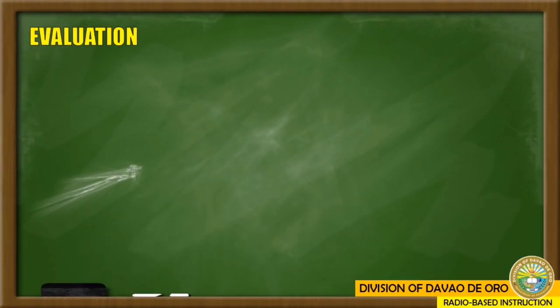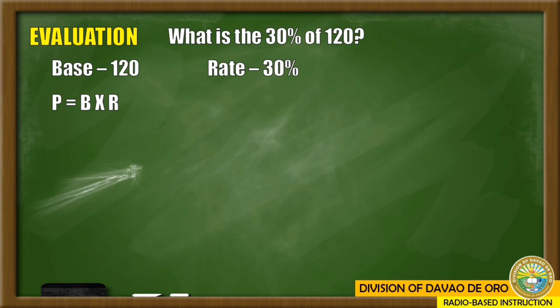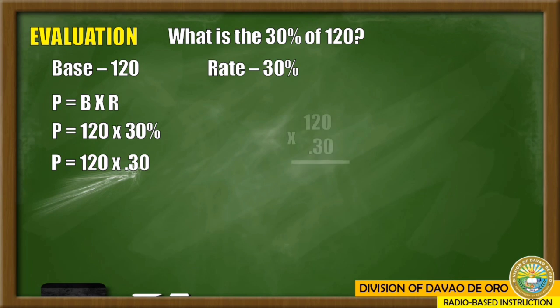Okay, let us check your work. Number 1, what is 30% of 120? So, our base is 120 and our rate is 30%. Then, we will write the formula. Percentage is equals to base times rate. Then, we will put the value of base and rate. Percentage is equals to 120 times 30%. Then, convert the percentage into decimal point, which is 0.30, then we will solve.